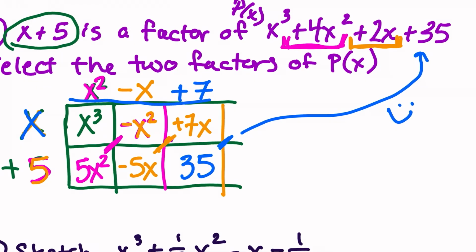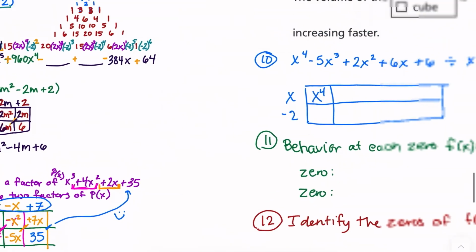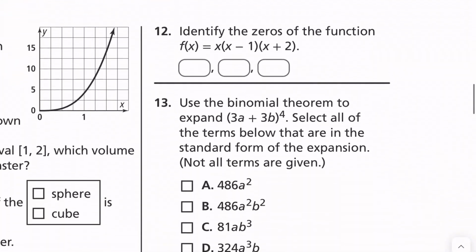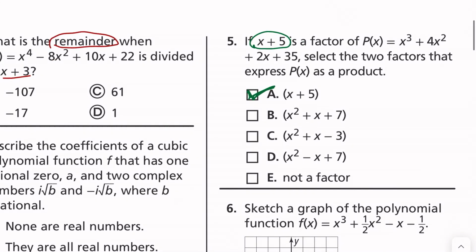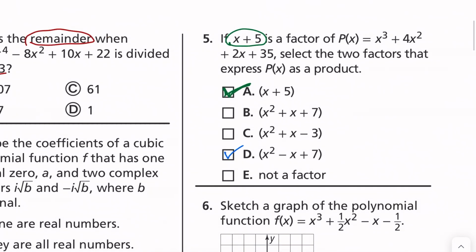So that means our two factors are this one, x squared minus x plus 7. So up here, x squared minus x plus 7, which is D. So A and D are our answers for number 5.